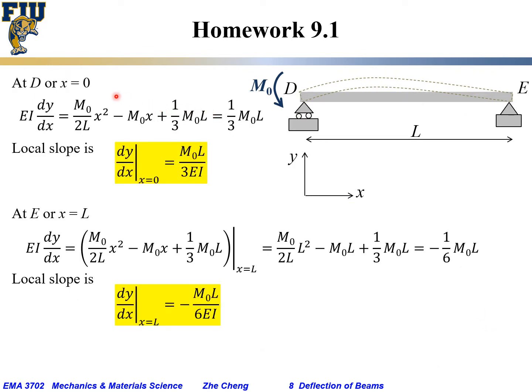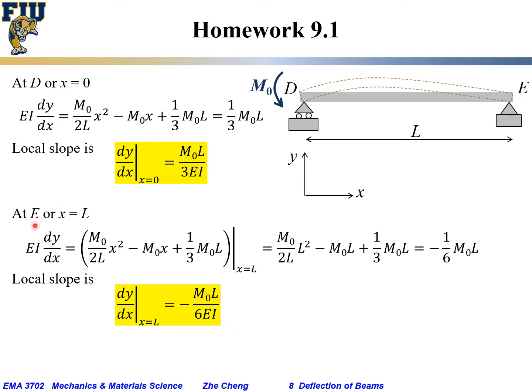Finally, the last step is to find the slope at both ends, D and the E end. So at D, x equals 0, this is the slope analytical equation. X equals 0, the first term is 0, second term is 0, 1 over 3 m0 L. That is our slope times EI, so the local slope dy over dx when x is 0, our D point, would be 1 over 3 m0 L divided by EI.